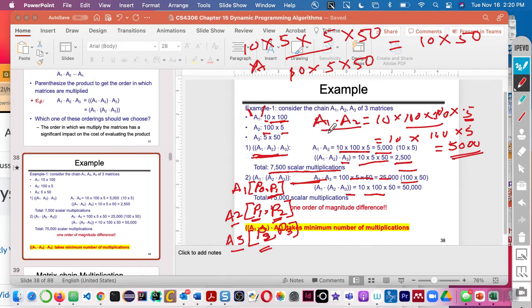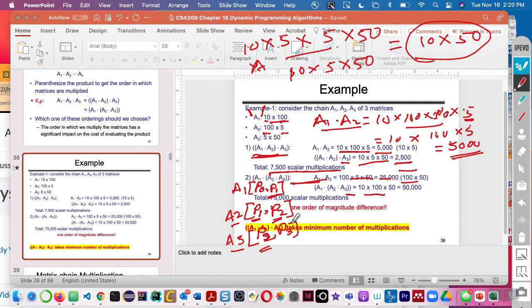Scalar multiplication will be needed to get the resultant matrix. The matrix dimension will be 10 by 50, but it will need a total of 7500 scalar multiplications. Everybody understand this, right?